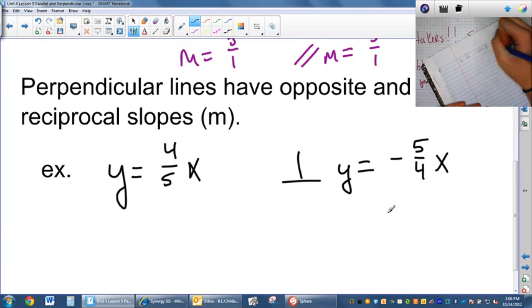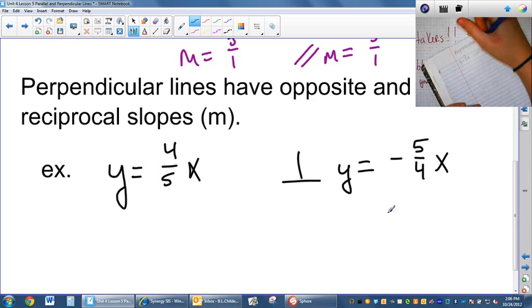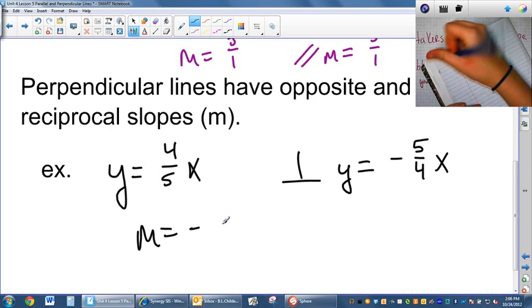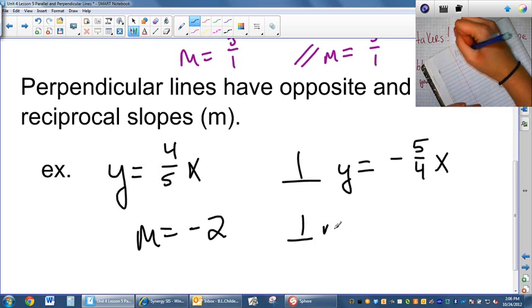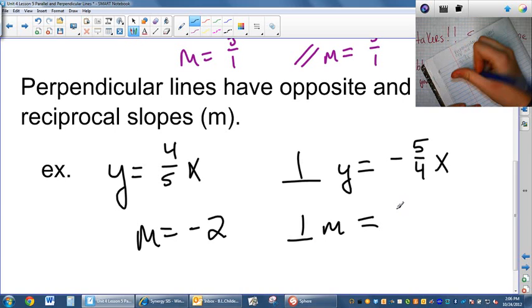You just give the reciprocal, so you take what's on top, put it on bottom, what's on bottom, put it on top. If it was positive, make it negative. If it was negative, make it positive. Yep, that's all you have to do. So for instance, if your slope equals -2, the perpendicular slope would be what? Positive 1/4. Good. Opposite and reciprocal.